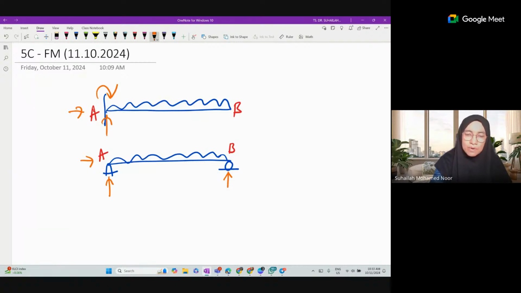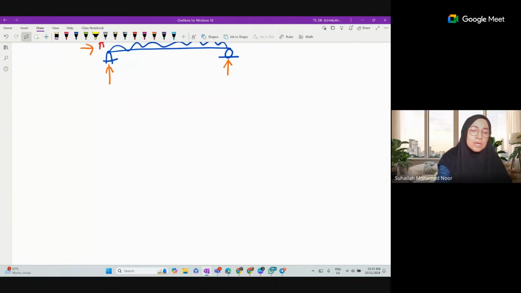For these two determinate beams, the degree of indeterminacy, DOI, is 3 unknowns minus 3 equilibrium equations. Unknown can be solved using three equilibrium equations, so it is 0. So this is determinate structure, determinate beam. I believe everyone has understood this. Now we move to indeterminate beam. In indeterminate beam, let's say we have the same beam. One is fixed end, but another one is roller end. Same loading.